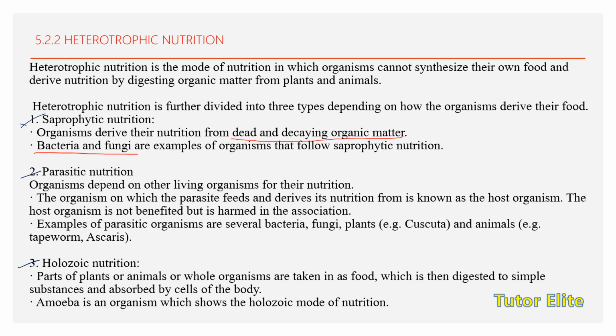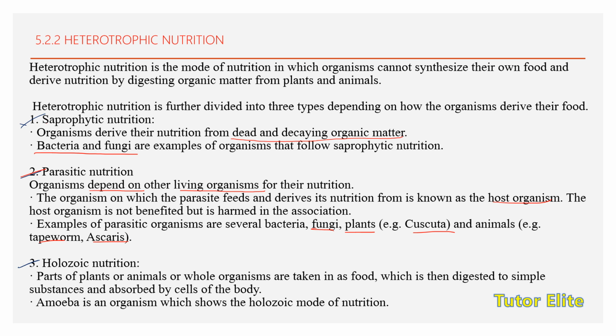Examples are bacteria and fungi. Next comes the parasite, which depends on a living host organism for nutrition. The organism on which the parasite feeds and derives its nutrition is known as the host organism. Examples are fungi, plants like cuscuta, and animals like tapeworm and ascariasis. Tapeworm and ascariasis are basically found in humans, right?